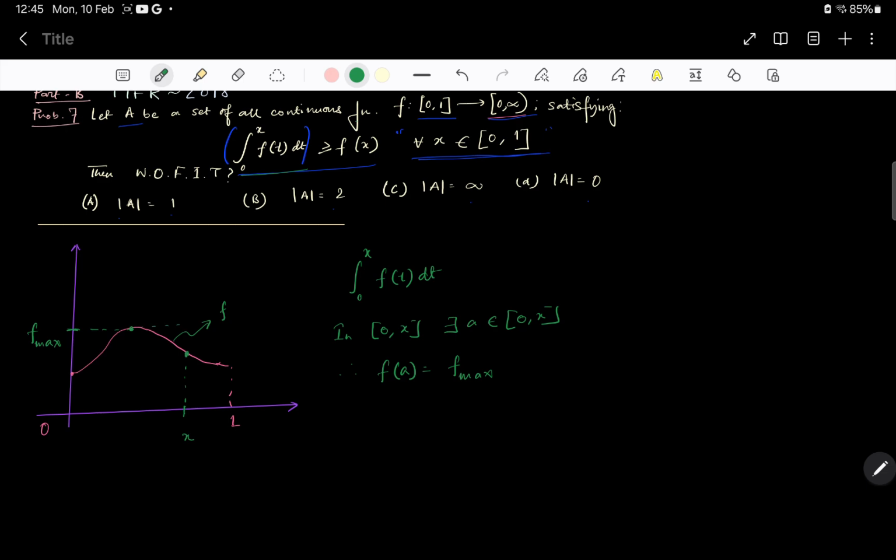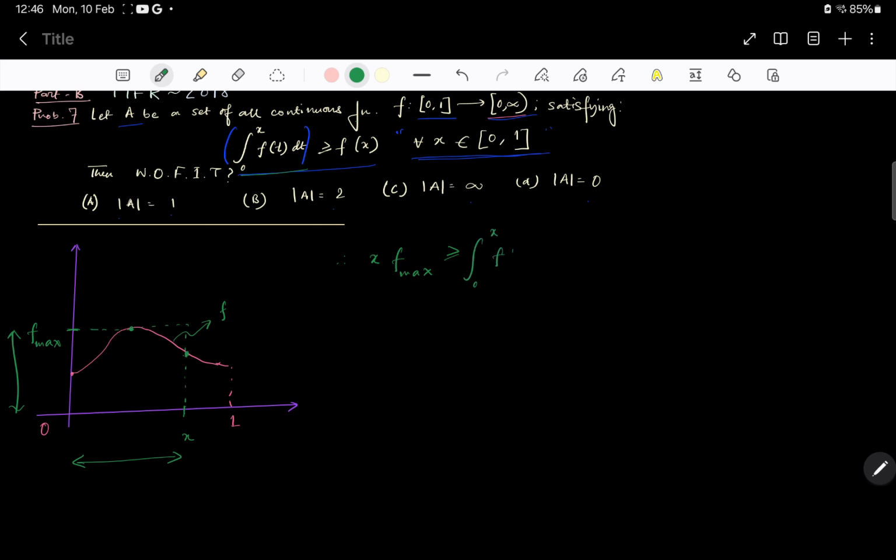Now, observe another fact. If we consider this rectangle whose height is f max and length is x, we will try to establish one inequality over here, such that x multiplied with f max of x is always bigger than the integral over 0 to x of f(t) dt. Please pause and justify whether this statement is true or not.